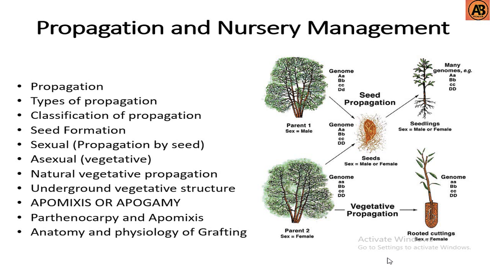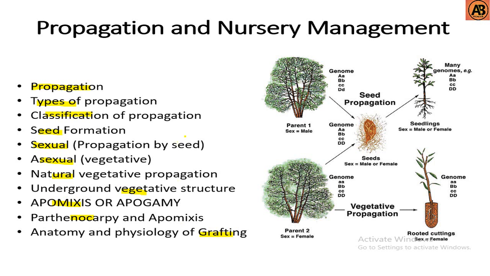In this course we will learn about propagation and nursery management. We will learn what propagation is, types of propagation, classification of propagation, seed formation, sexual and asexual propagation, natural vegetative propagation, underground vegetative structure, apomixis, parthenocarpy, grafting, cutting, budding, layering, all of the techniques according to propagation we'll learn in this course.